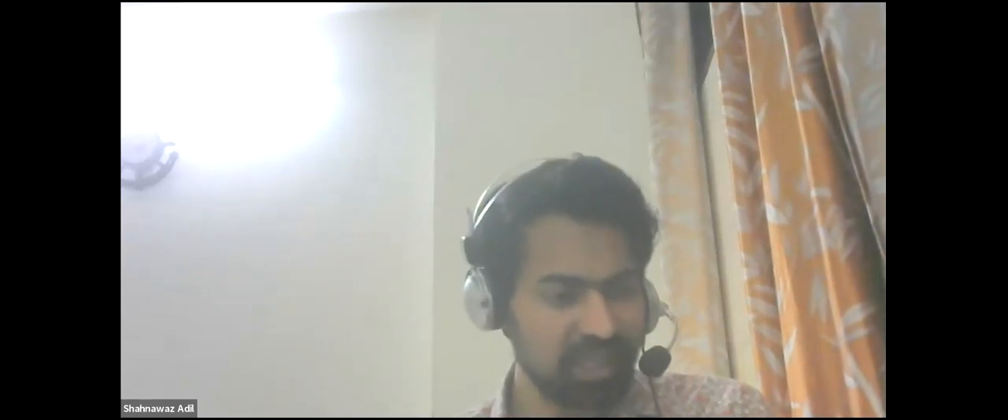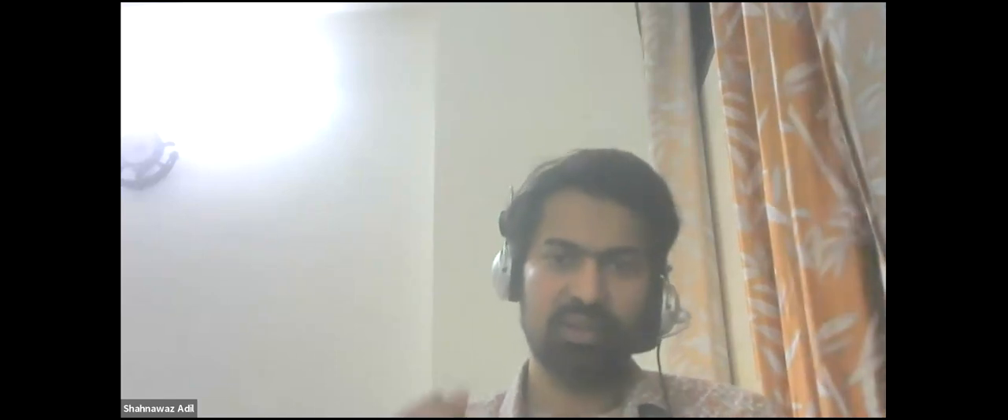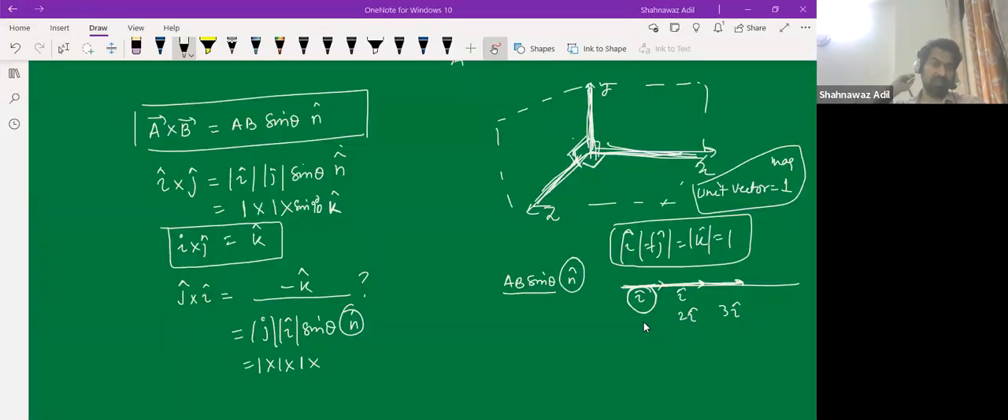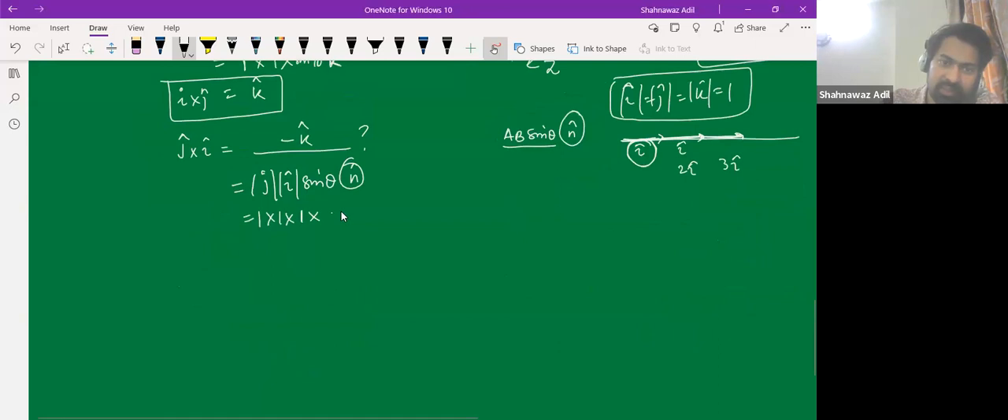So inward is minus K, right? Outward is K, inward is minus K. Good. This is very important because this thing will come across so many times. So we'll get minus K. So J cross I would be minus K.